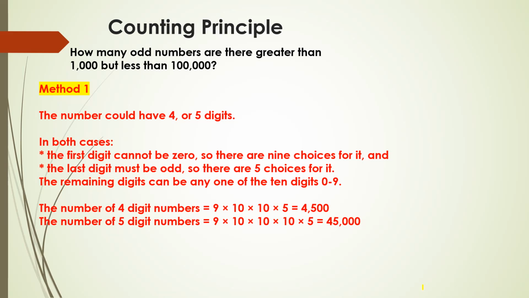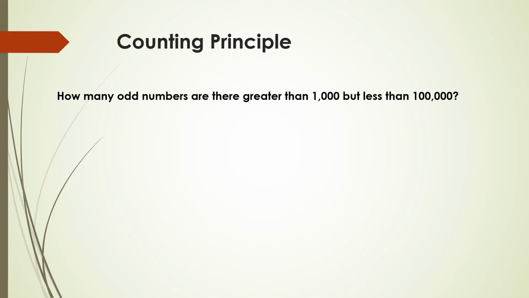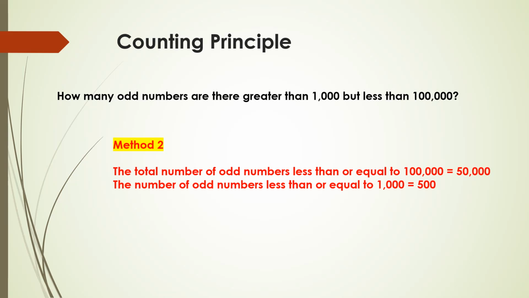The number of 5-digit numbers we can make is 45,000. Therefore, the total number that can be made is the sum of those two, and it's 49,500. Again, remember what the conditions said. How many odd numbers are greater than 1,000 but less than 100,000?